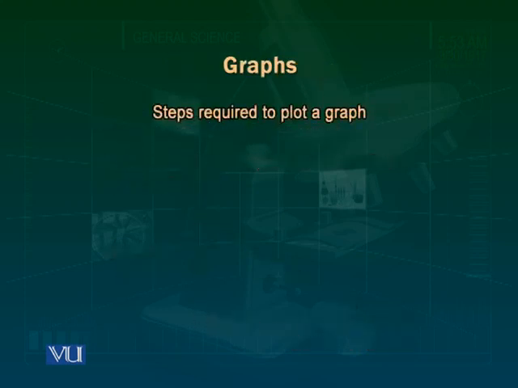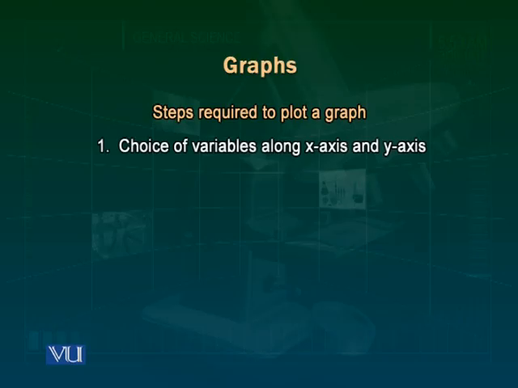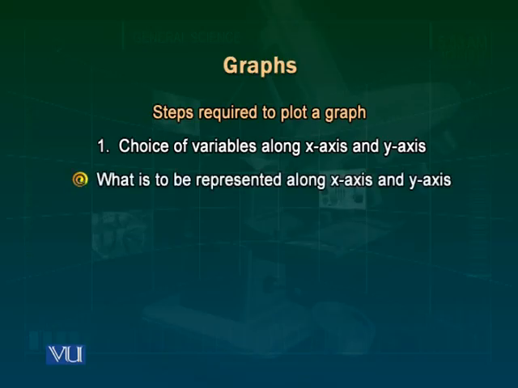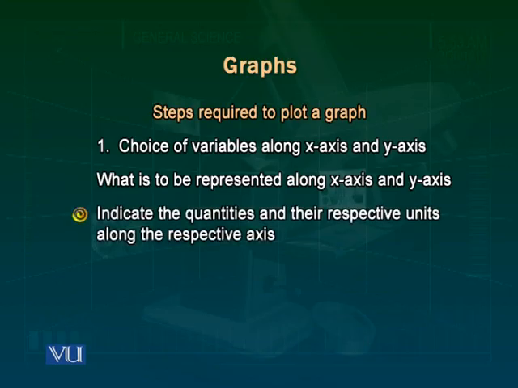Now, so far so good. What are the steps which are required to plot such a graph? Whenever you have to draw a graph, you have to first look at the two physical quantities you want to find the relationship of. First, you have to identify what is to be represented along the horizontal axis. Second, what is represented along the vertical axis. I will not go into what is an independent variable or a dependent variable, because that might be beyond the scope of this course, but we normally take time along the x-axis and we take other quantities along the y-axis.